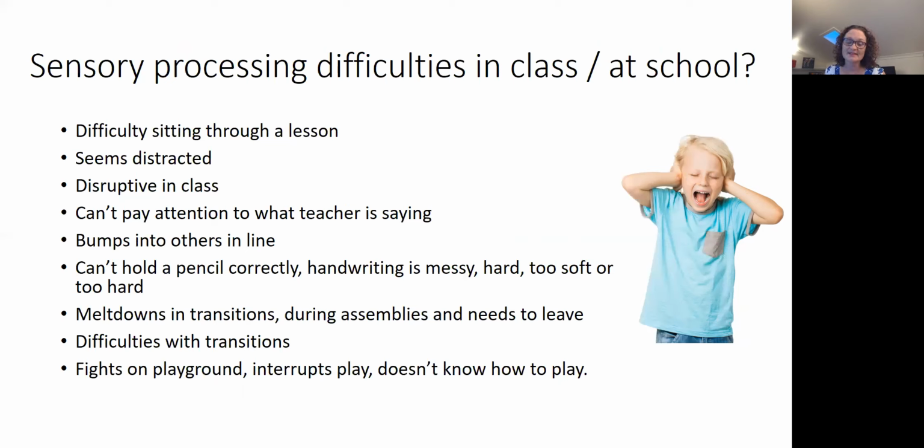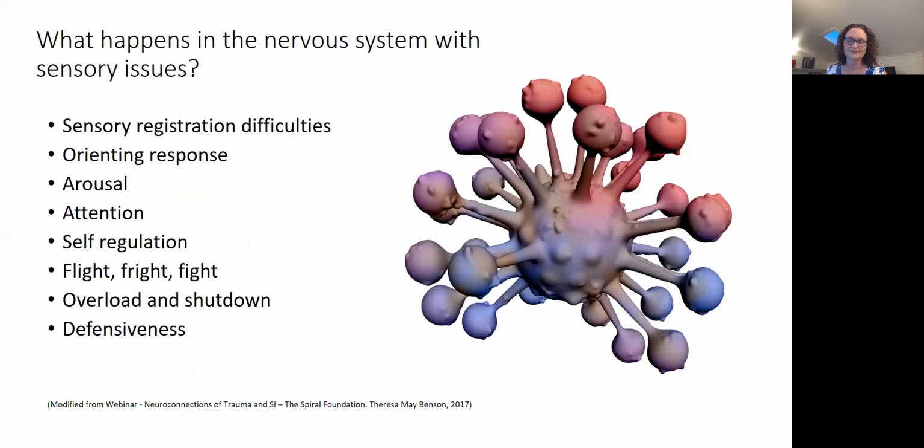They often have meltdowns in transitions during assemblies, and they often need to leave the hall or the room where the assembly is being held because they can't sit still for long enough, or the noise and the echoing of the hall might be too much for their nervous systems. They might have difficulties with transitions. And they might have fights on the playground, disrupting play. They often struggle with planning as well, with their motor planning and also planning of their actions. So that can be another big sign of sensory processing difficulties.